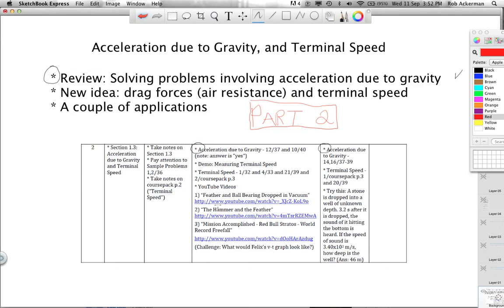And maybe also if you watch this video here about a feather and a ball bearing, again a light and a heavy object dropped in a vacuum chamber, you'll start to get a better idea of what drag is, what air resistance is, how they relate to terminal speed, and how that affects the rate of falling objects.